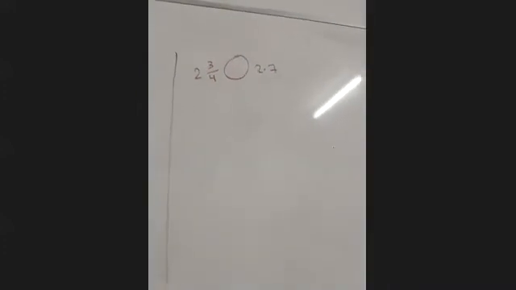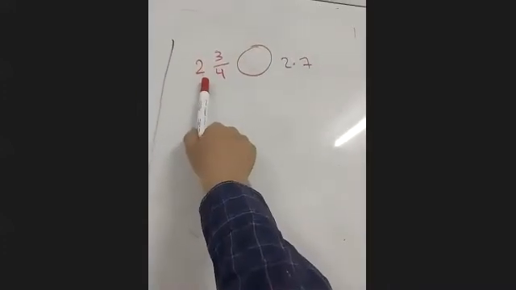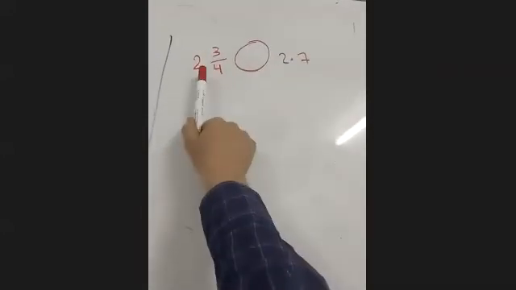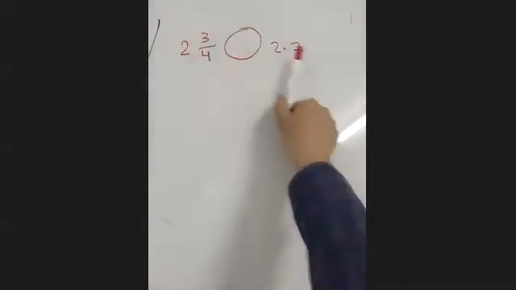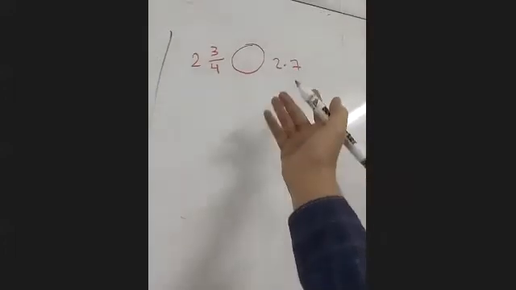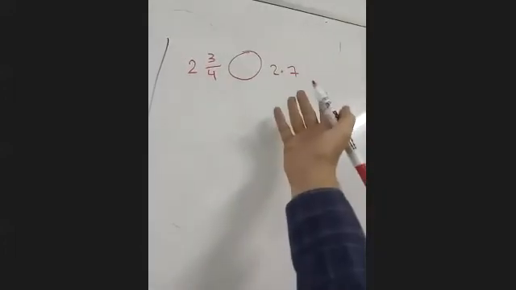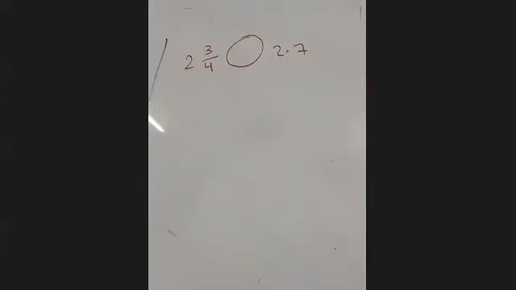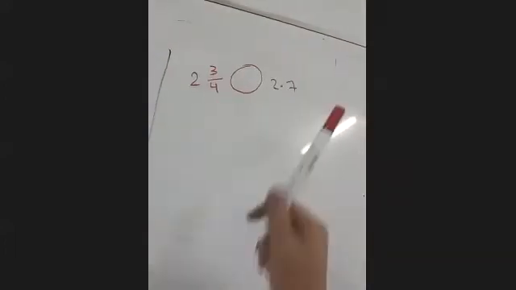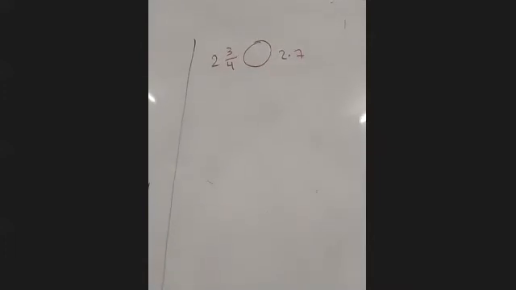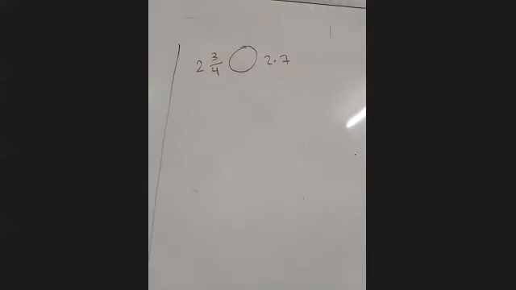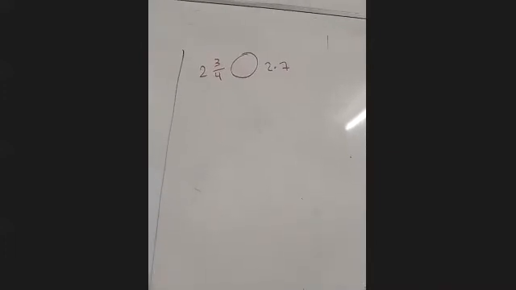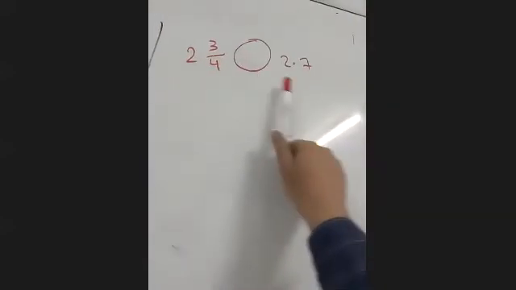Now, this rational number, we can turn it to a fraction. We cannot compare if we have different forms of numbers. It will be a little bit difficult. Now, to compare between two rational numbers, guys, we need to turn them both to decimals.